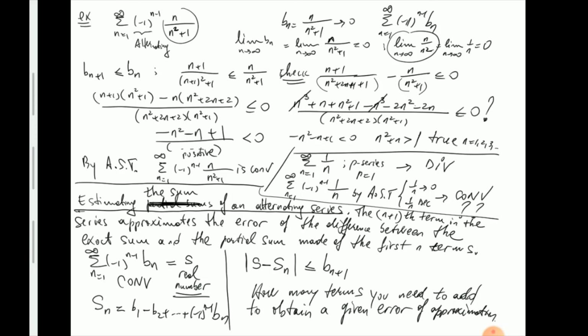Right? So if you want to approximate the exact sum by adding finitely many terms, the more you add, of course, the better the approximation is. This way, this estimation can tell you quickly how many terms you need to add. So I'm going to illustrate this with an example on the next page. So stay tuned.